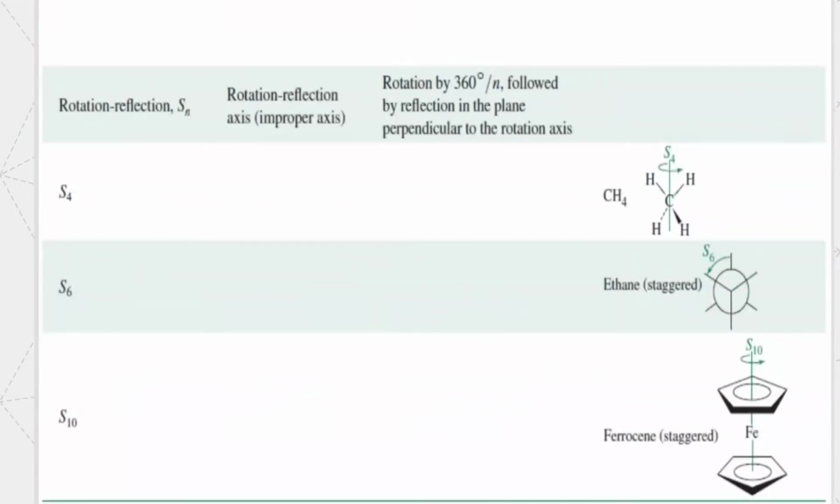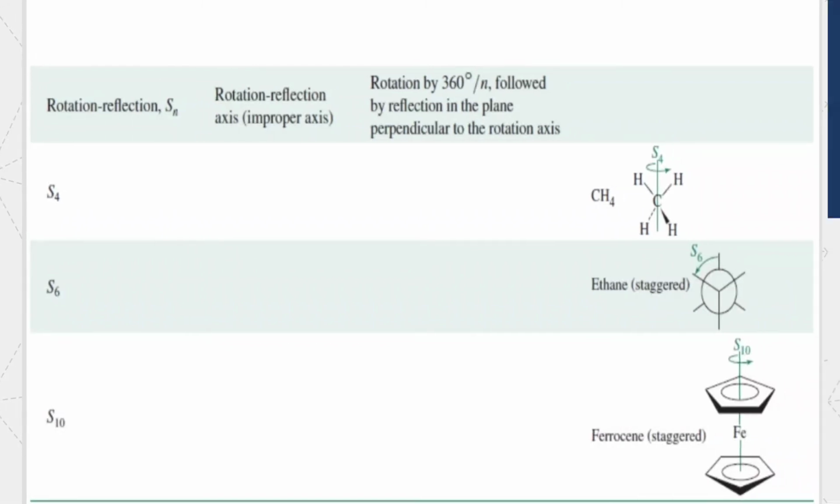Rotation-reflection, Sn. Symmetry element, rotation-reflection axis, that is, improper axis. Operation, rotation by 360 degrees by n followed by reflection in a plane perpendicular to the rotation axis. S4, CH4 molecule, that is, methane. S6, example, ethane staggered form. S10, example, ferrocene staggered form.